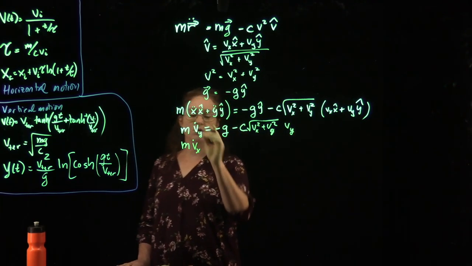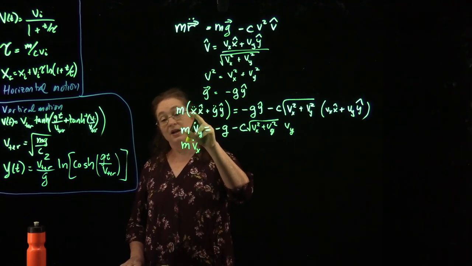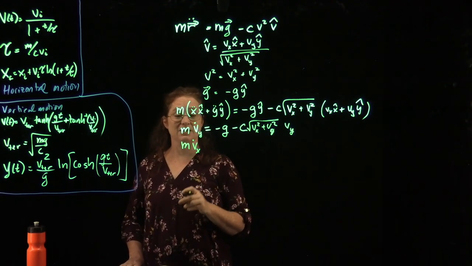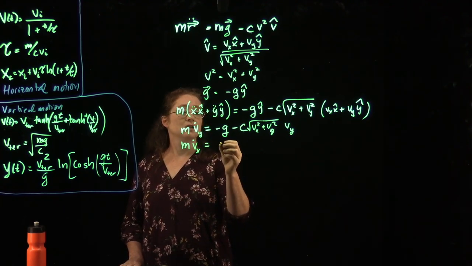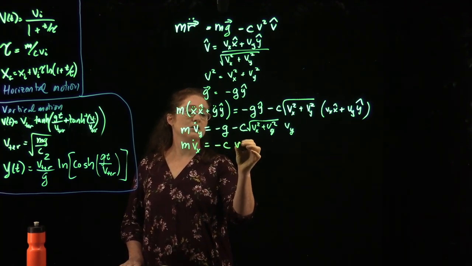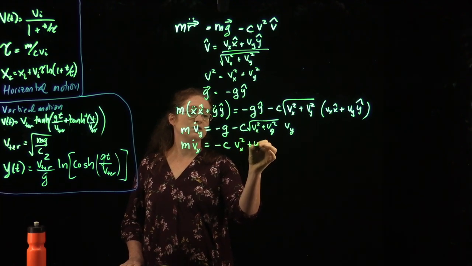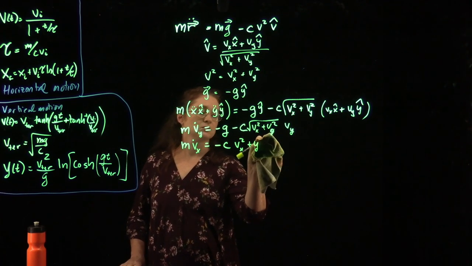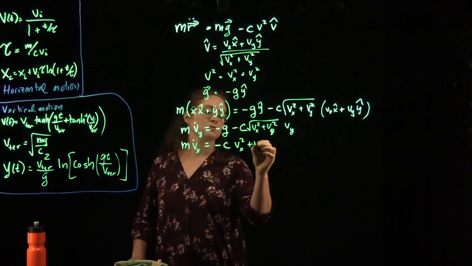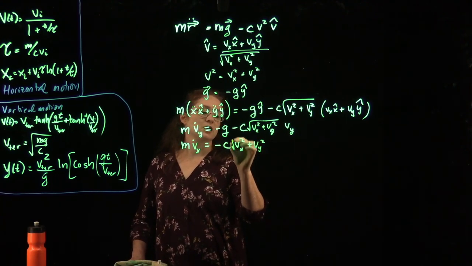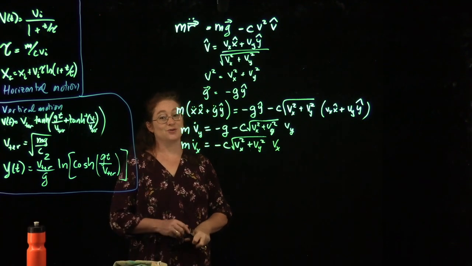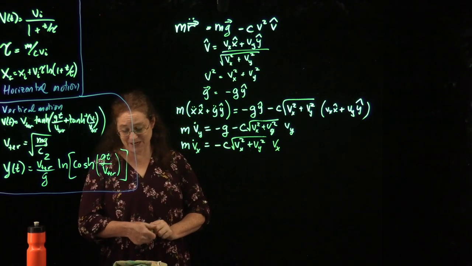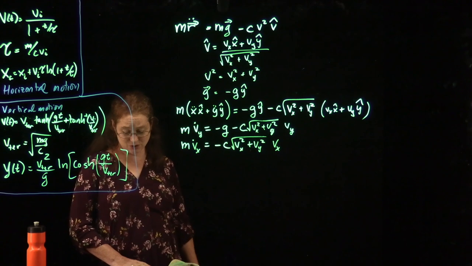Now we're going to pull out the x components, and I'm going to call x double dot vx dot. So m vx dot equals negative c times the square root of vx squared plus vy squared, times vx. All right, so this is now an extremely nonlinear differential equation.